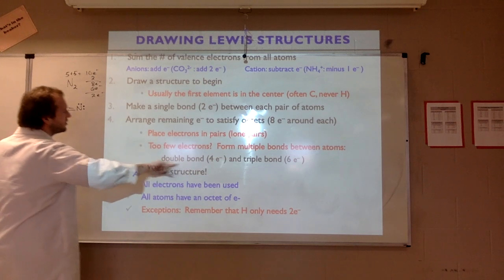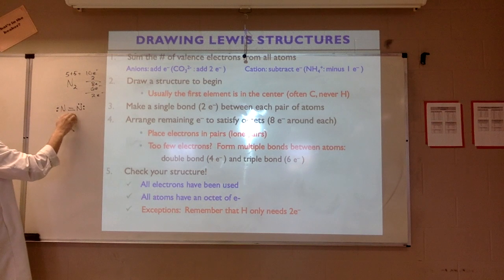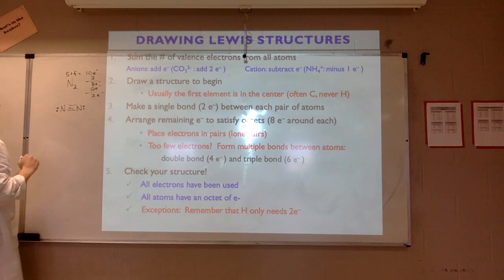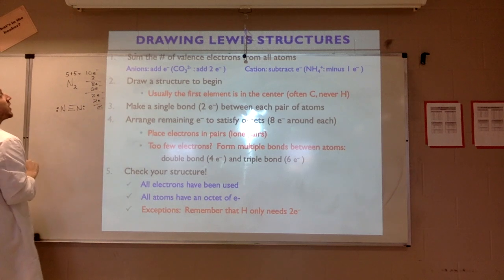So if you've got too few, we're going to do some extra sharing. This nitrogen still has 2, 4, 6, and 8. Now this nitrogen has 2, 4, and 6. Still not there. So we're going to take another 2, bring them down, and make a triple bond. We can always double check. Sorry, I forgot to subtract out those 2.